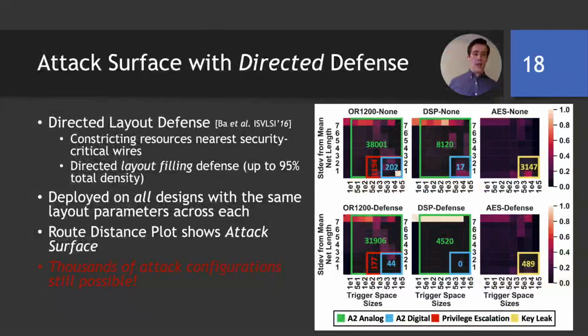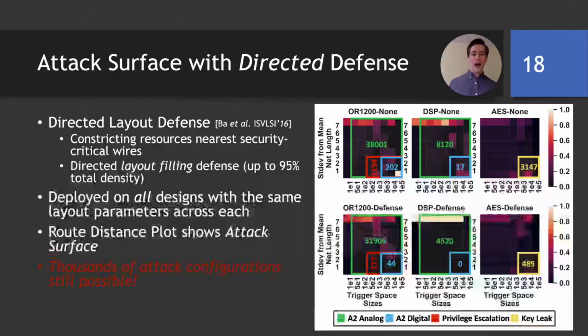Next, we compare the attack surfaces across two different layouts, each of the OR1200, AES, and DSP circuits, with and without a directed layout defense deployed. Unlike the undirected defense, this defense constricts placement resources locally rather than across the whole chip by filling unused placement sites near security critical wires with functional logic gates. To evaluate this defense, we simulate the best case deployment scenario, whereby we fill unused placement sites near security critical wires first until we achieve an overall chip density of 95%.